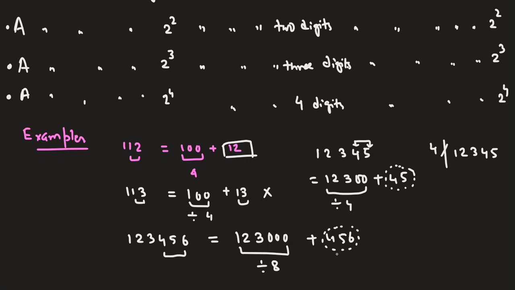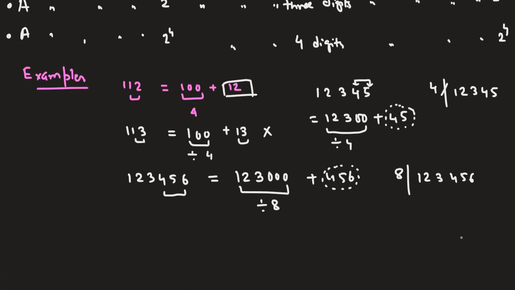Now we check the divisibility. 5 times 8 is 40, and then 56 also works out. Yes, it is divisible. The whole number is divisible by 8. So this is the rule. I hope all of you understand this logic.